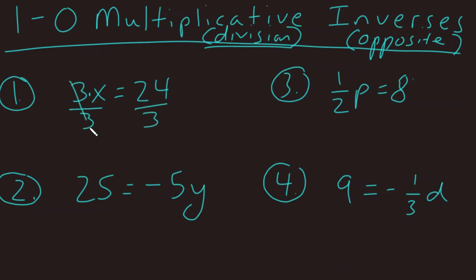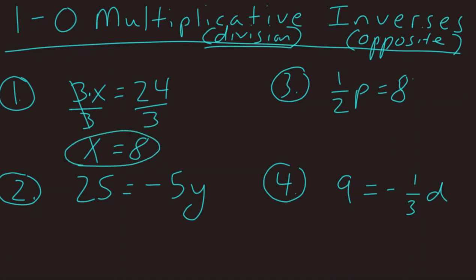And we represent division by using a fraction bar. Now 3 divided by 3 becomes 1, and we know that when we write a variable by itself, there is an assumed 1 in front of it, but we don't need that. So we simply write x equals, and 24 divided by 3 will of course be 8.